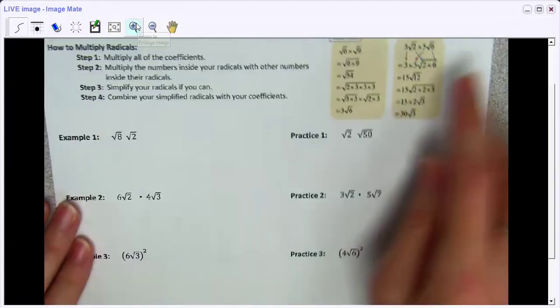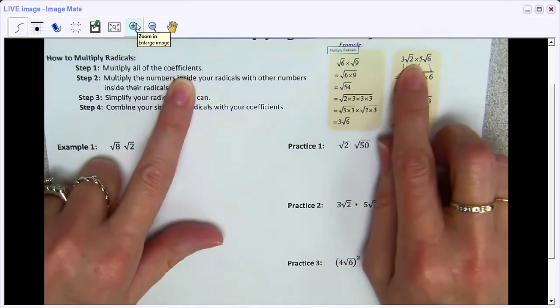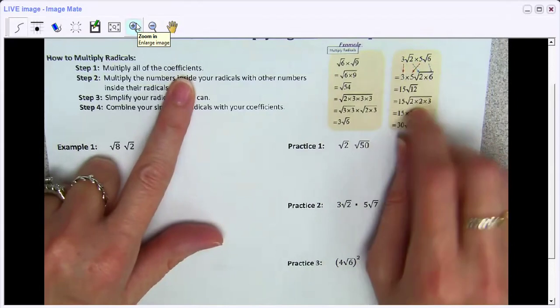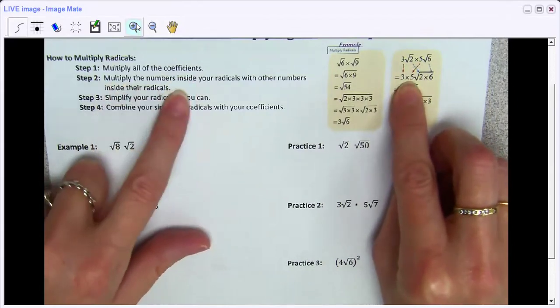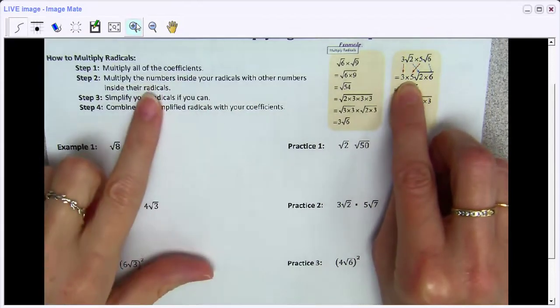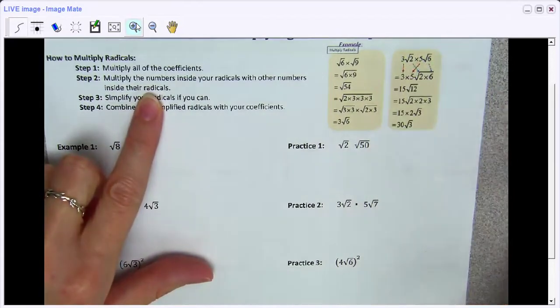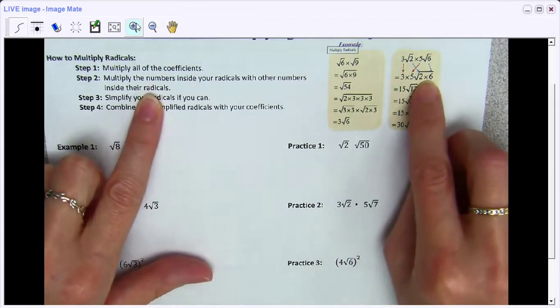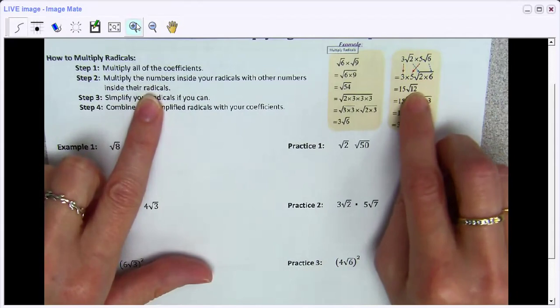The first step says multiply all of the coefficients together. In this example, the coefficients are 3 and 5, so we'll multiply those together. Then it says multiply the numbers inside your radicals with the other numbers inside their radicals. So the radicand of 2 and the radicand of 6, because they're both inside of a radical, we can put those underneath the same radical and then multiply those together. So 3 times 5 is 15 and 2 times 6 is 12.